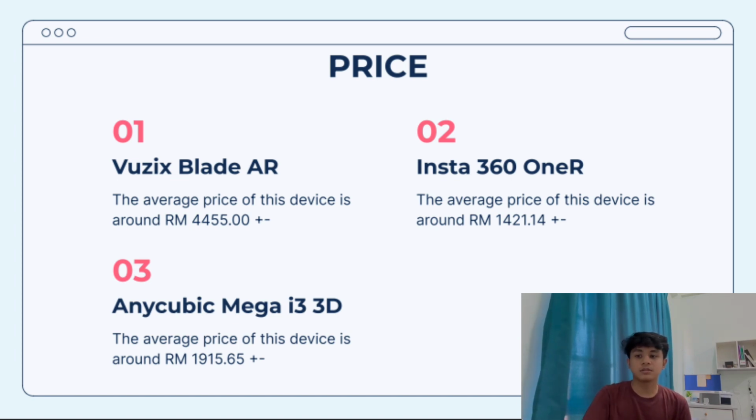So the last one is the Insta360 ONE-R. The Insta360 ONE-R is now available in Malaysia, and the cheapest Insta360 ONE-R price in Malaysia is RM2,399 from Lazada. So that's all from me.